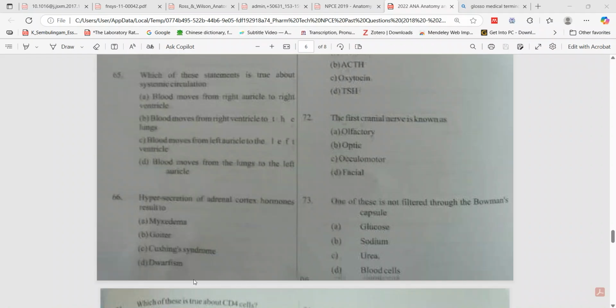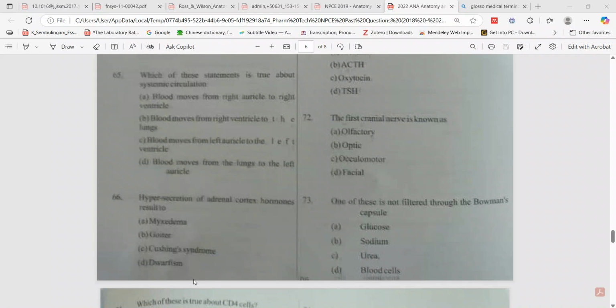Hypersecretion of adrenal cortex hormone results in. It's straightforward. Don't look at where you wrote it. It's Cushing's syndrome. Hypersecretion of adrenal cortex hormone results in Cushing's syndrome.